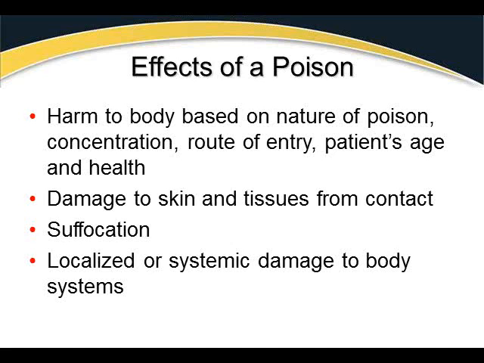So the effects of poison are to harm. They harm the body based on the nature of their poison, their concentration, their route of entry, the patient's age and health. They may cause some damage to the skin and the tissues from contact with them. They can cause suffocation or local systemic damages to different body systems. And a lot of it just really depends on the substance we're talking about.